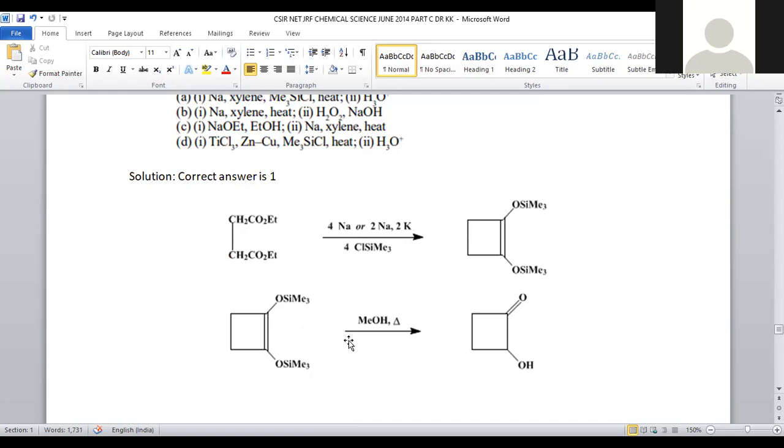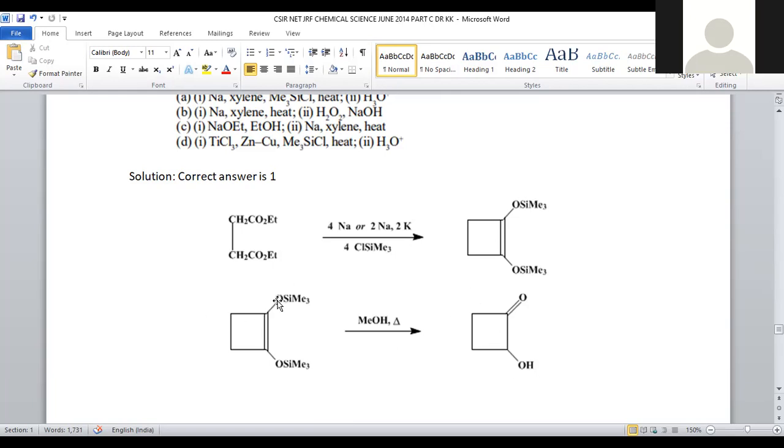This is treated with the aprotic solvent methanol and subjected to thermal heating at high temperature. Upon heating, wherever OSiMe3 is there, SiMe3 is the better leaving group and will be discarded, and the bonded electrons will shift, giving a carbon-carbon double bond. Now this pi bond is polarized, and this group is eliminated and turned into OH.